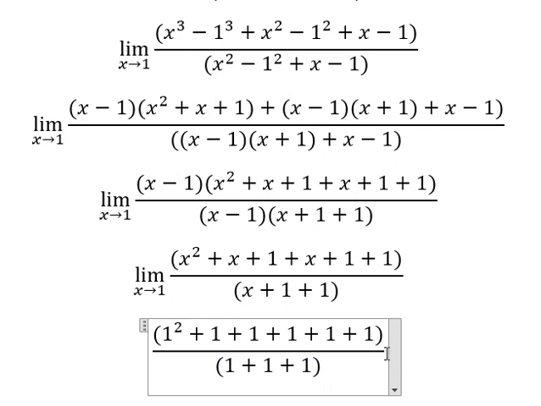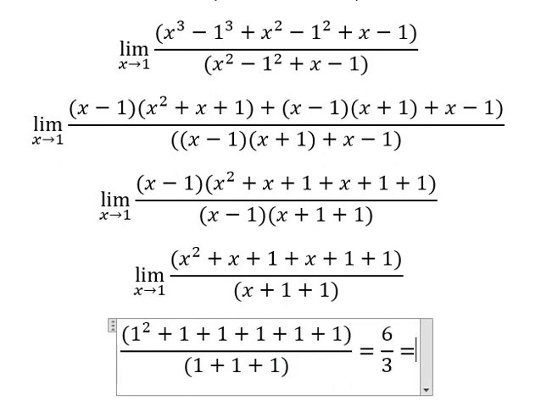That is number 6 over 3. And we have number 2.